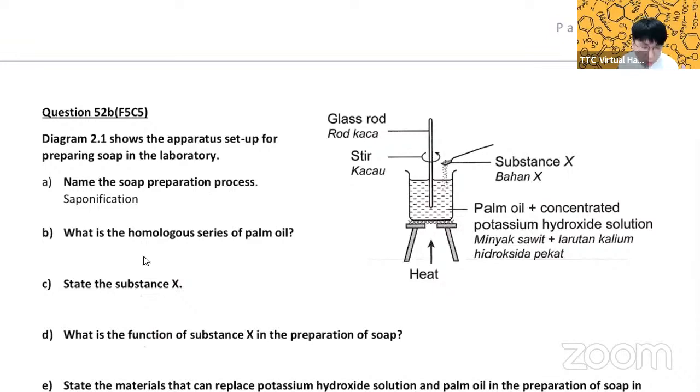So what is the homologous series for palm oil? Palm oil is actually an ester, not the soap, sorry. So palm oil is an ester, plus the alkaline. Because ester is insoluble in water, but you want your soap to be soluble, usually we take palm oil, which is your ester, plus this potassium hydroxide, and you make your palm oil into a soluble salt. We call this the soap. So the homologous series of palm oil should be ester, because inside there is the COO.